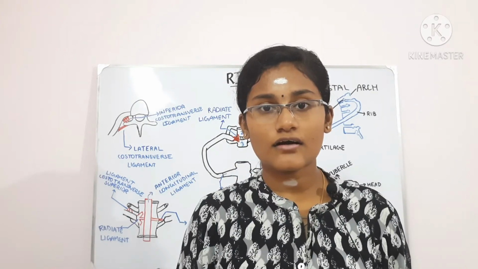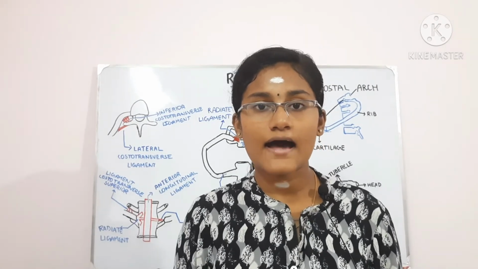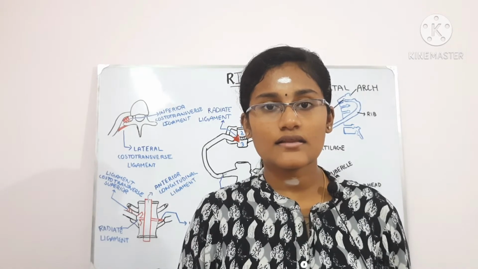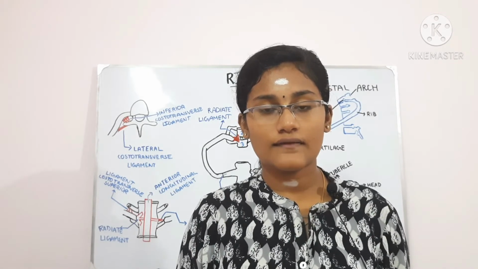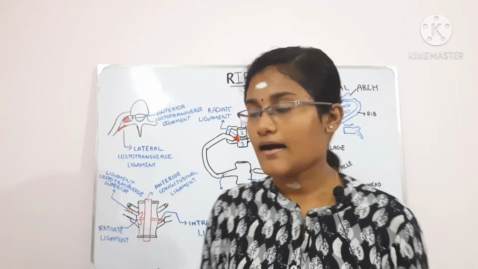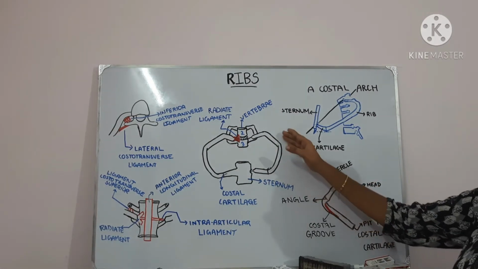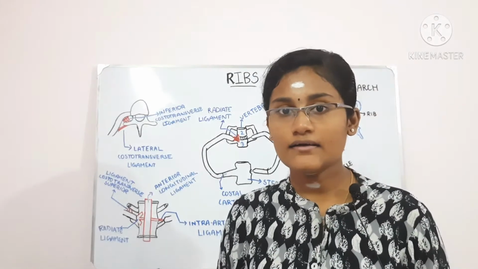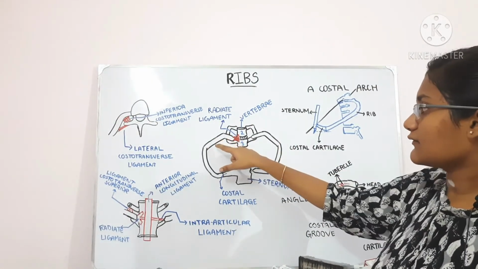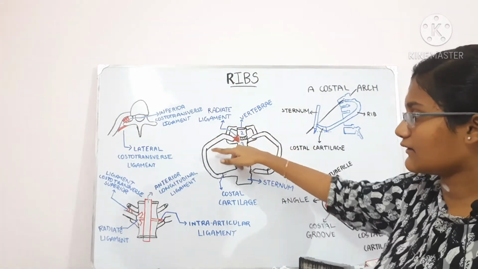So now let's talk about the shaft of the rib. The shaft of the rib has two surfaces, the outer surface and inner surface, two borders, the upper border and the lower border, and two ends, the anterior end and the posterior end. As you can all see, the shaft is convex outwards and it has an angle. So this part is the angle of the rib. This angle is where the shaft is bent, and also the shaft gets twisted at this angle.